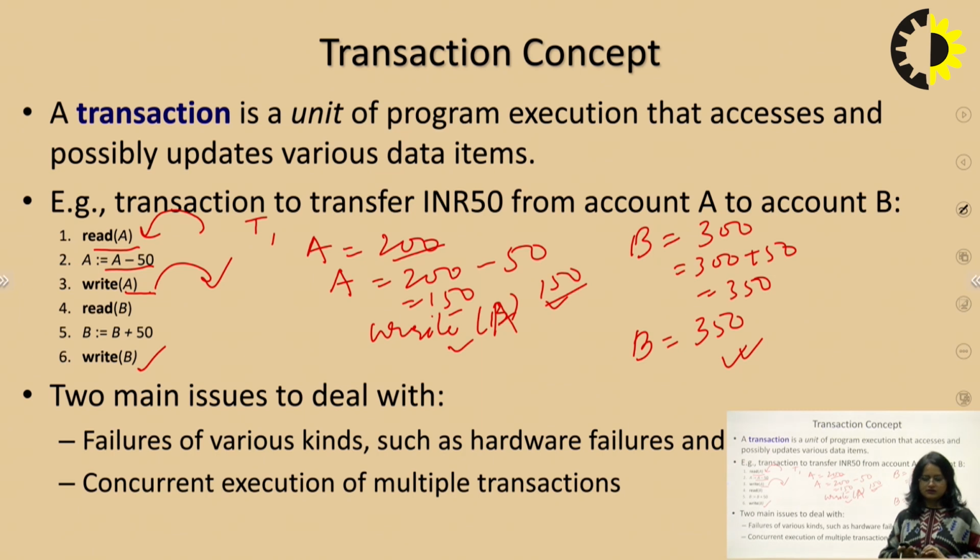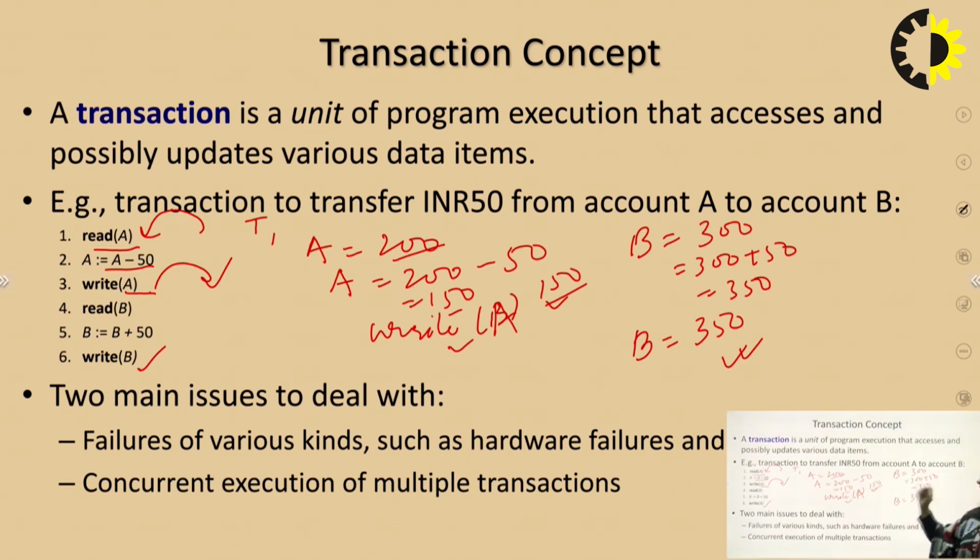When we talk about transactions, there are many issues we will deal with. I believe transactions and the two operations are clear now, so we come to the issues. The very first issue is failure: network failure, hardware failure, system crash, or failures of various kinds can create issues with transactions. The next point is concurrent execution of multiple transactions. How can these two points create problems? We can see here.